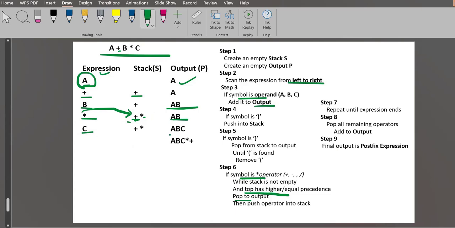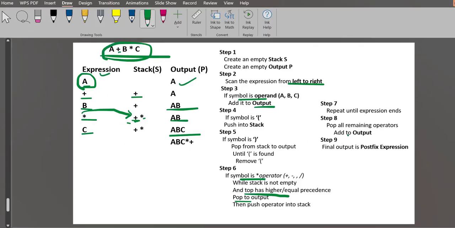So C will go in the output. Now A, B, C is here. Okay. Now we don't have any operator, means we don't have any expression left. We end, right? So pop all remaining operators. अब जो भी operators है उनको pop कर दो in the output. How will you pop? First multiply will go. Okay. Then plus will go. So this is how you can solve it. All right.